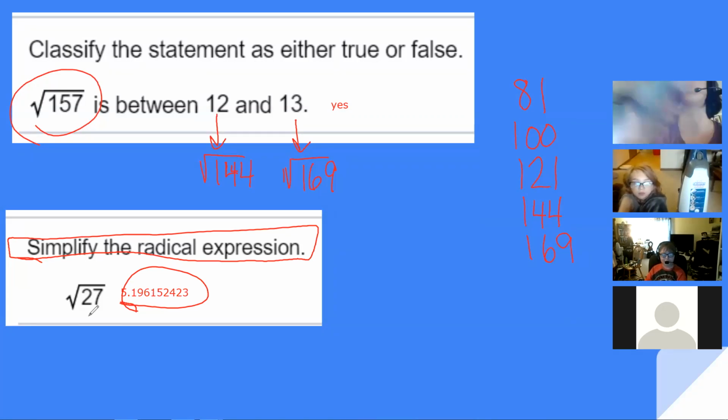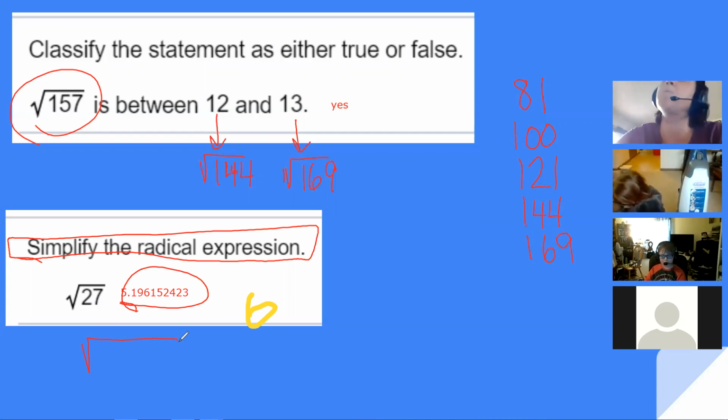So I want to use the perfect squares to rewrite 27 as two numbers that multiply to be 27, and one of those numbers has to be a perfect square. So what are my factors of 27? What times what gives me 27? Yeah, 9 times 3, very good. 9 times 3 gives me 27.